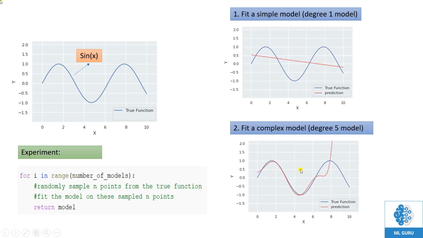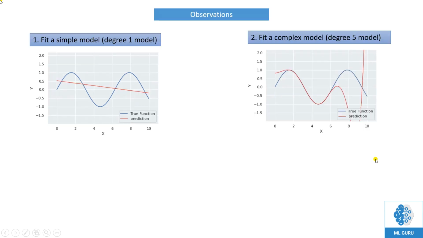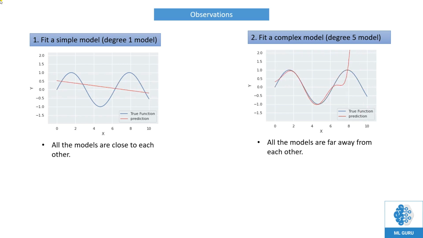Now let us do the same experiment with a complex model of degree 5. So this is a polynomial regression model, and every time we sample endpoints from this true function and fit this degree 5 model, and we get these different predictions which are shown in red color. Now let's make some observations on these two models.